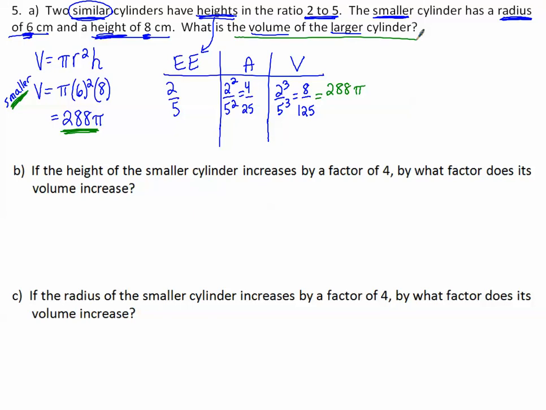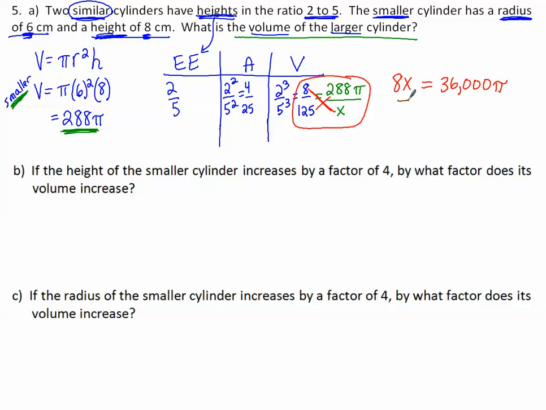What is the volume of the larger cylinder? I don't know that. So let's call it x and put it in the bottom. Now I have a proportion. How do we solve proportions? Cross multiply. 8 times x makes 8x. 125 times 288 makes 36,000. And of course, I have the pi. I'm not going to type it in till the very end.